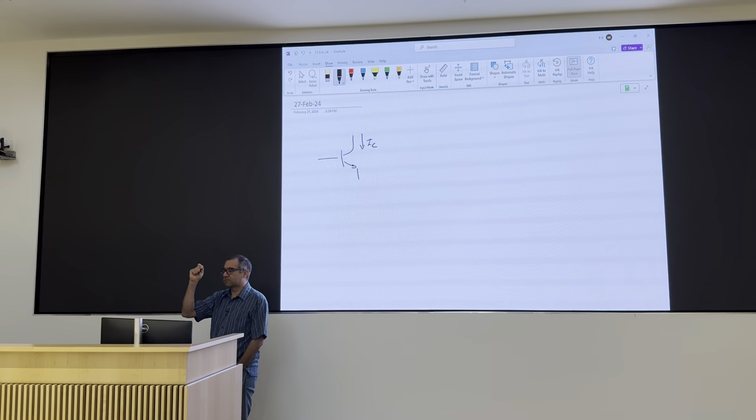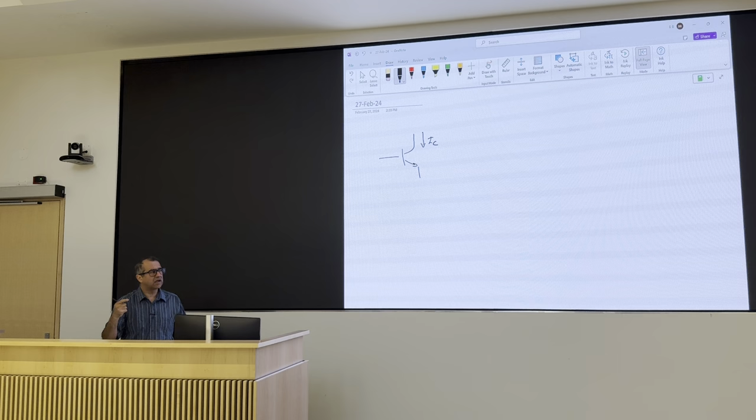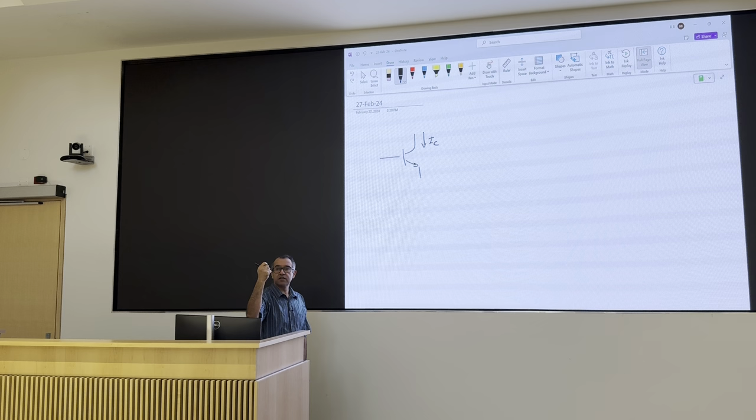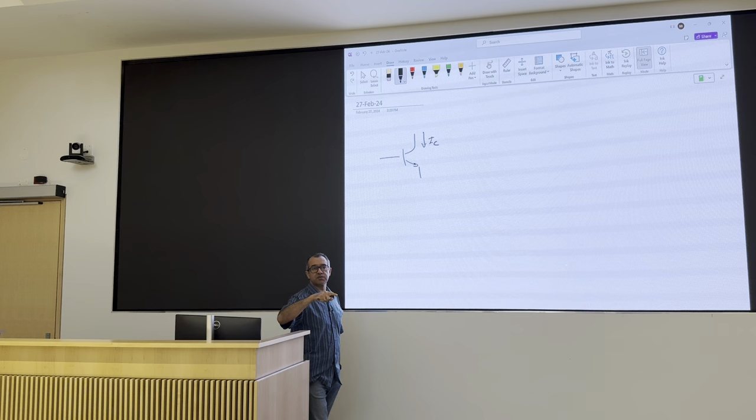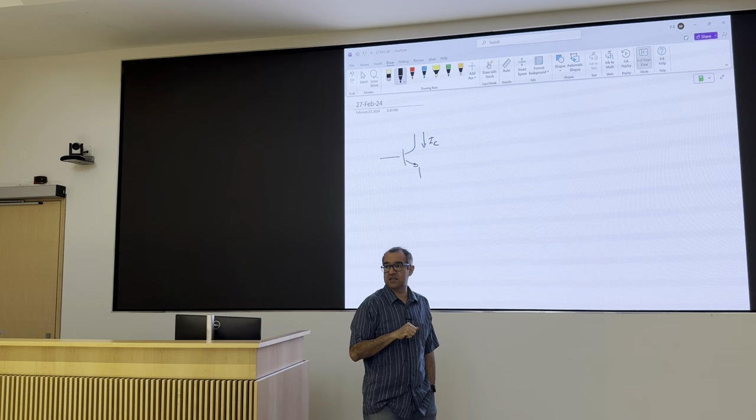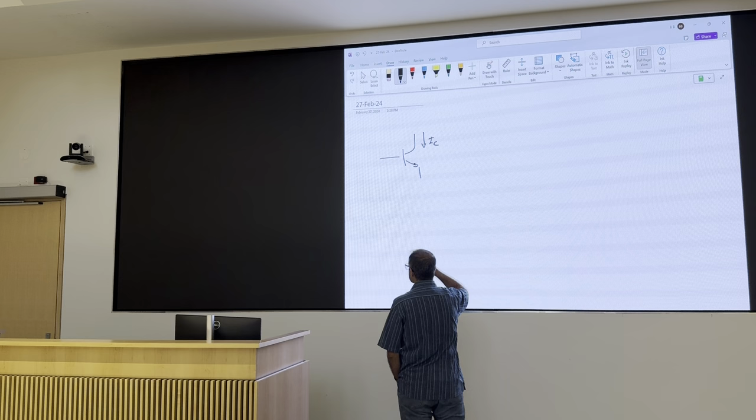Having a reliable value of IC is very important. PNP and NPN don't matter, it's the same. I want a well-defined IC. I want to set it to whatever I like, and I don't want it to change with any parameter that is not under my control. If the beta of the transistor changes, I don't want IC to change. If the temperature changes, I want to have more or less the same IC. So stability of IC is very important to me.